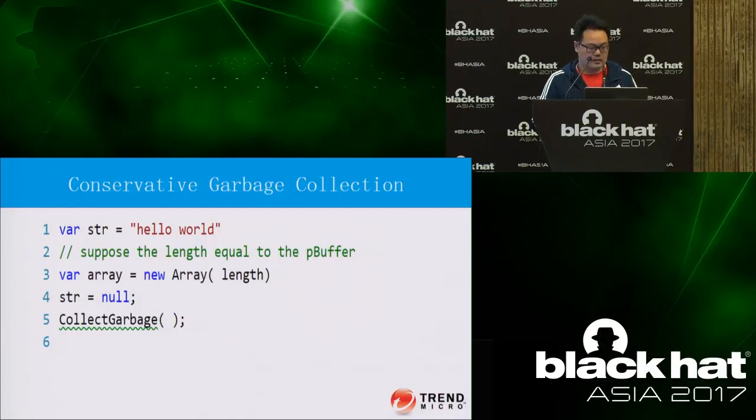And this is a easy JS code segment. In the first line I defined a string. In the third line I created an array. In the fourth line I assigned null to the string. In the fifth line I call collect garbage to do the GC.